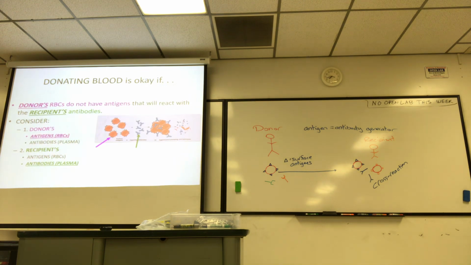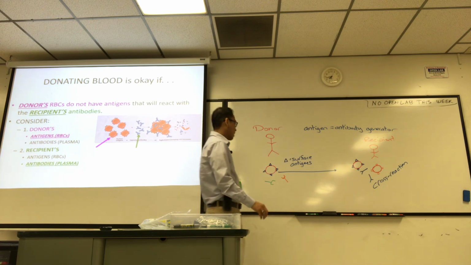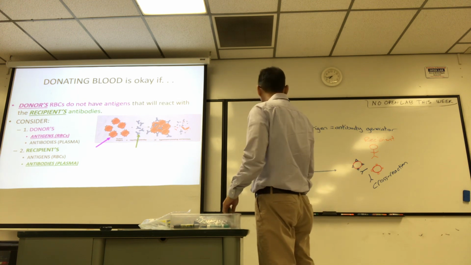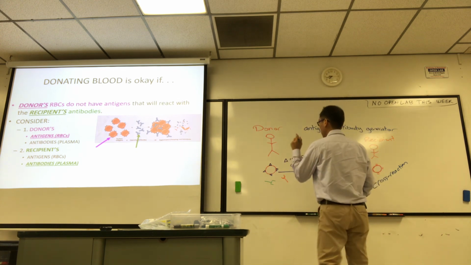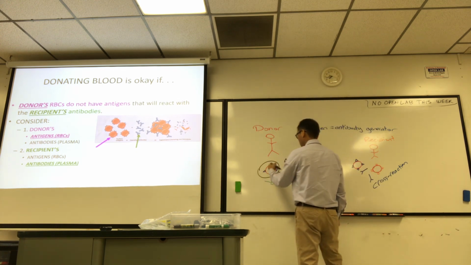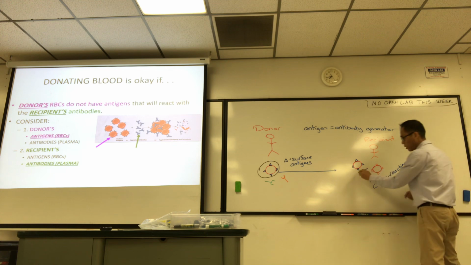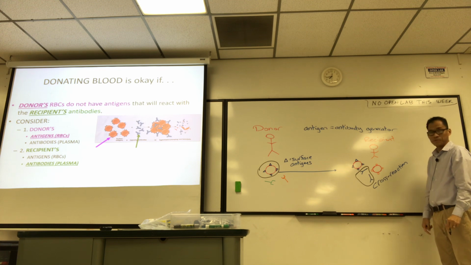Donating blood is okay if the donor's RBCs do not have the antigens that will react with the recipient's antibodies. Okay? When I give a lecture, there are some sentences that are more important than the others. That's probably the most important sentence. If you can understand that, I think you'll be okay with the entire lecture. So if you're donating blood, you consider the antigens on the RBC surfaces. If you're receiving blood, you want to know what antibodies may be present, because that's the thing that will cross-react with the blood being received. Okay.